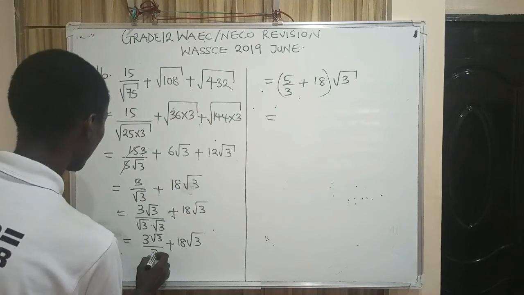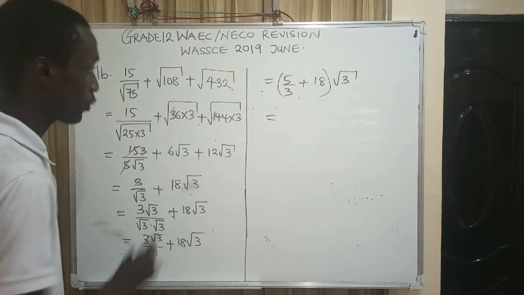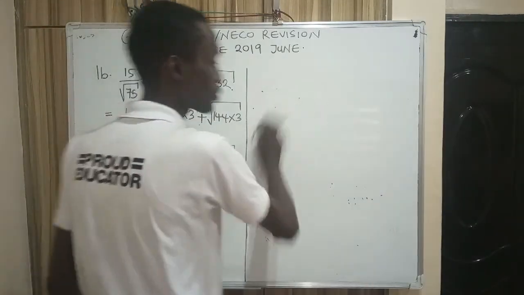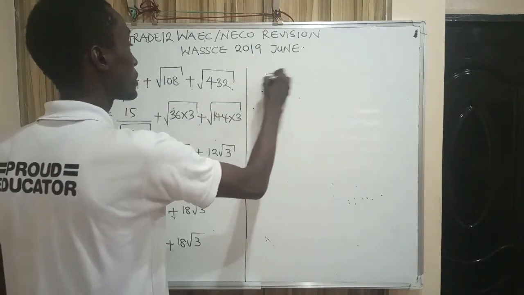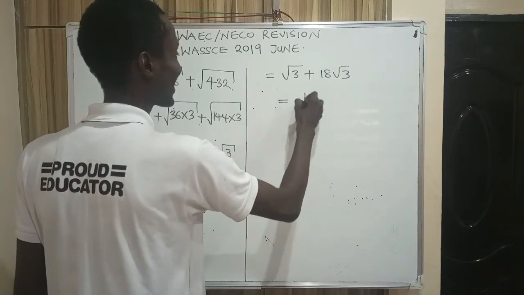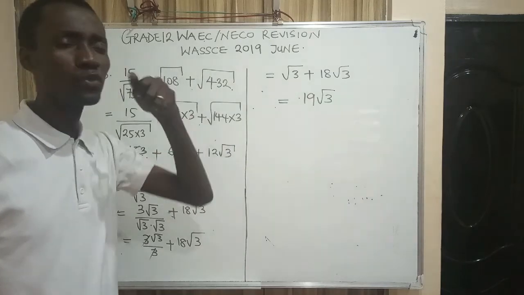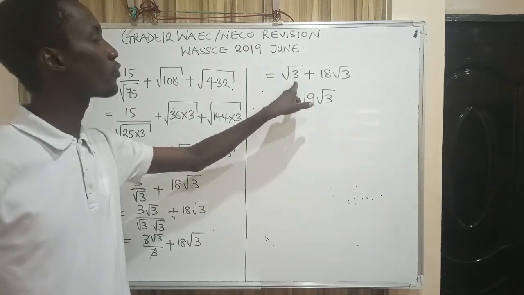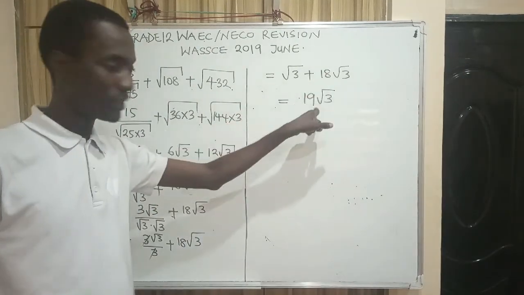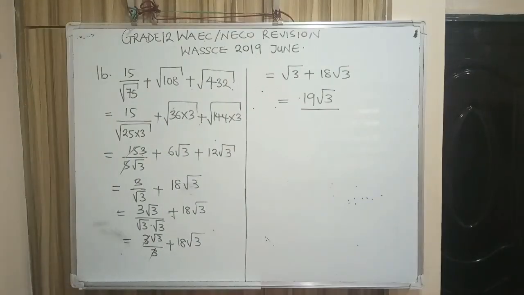Okay, so with that, this will cancel this. I'm going to have root 3. So I will then clean this off, and what I'm going to have is root 3 plus 18 root 3. So that will give me what? 19 root 3. And somebody will be asking, borrowing from your knowledge of algebra, the coefficient of root 3 is 1. 1 plus 18 will be 19. And that's how we obtain 19 root 3 as our final answer.